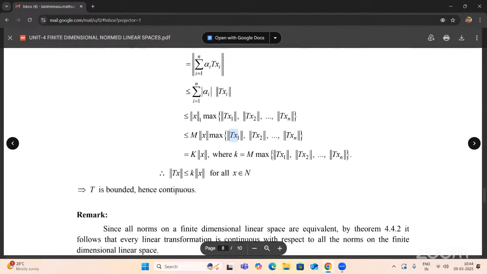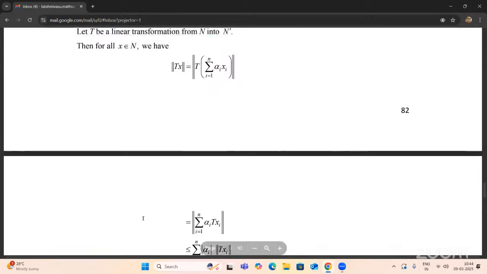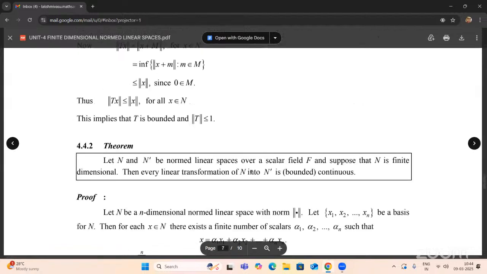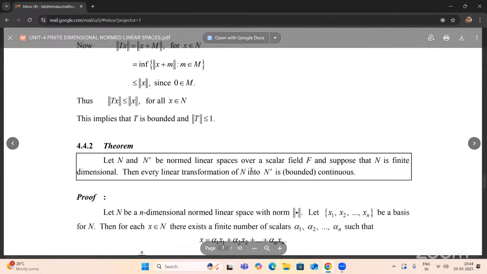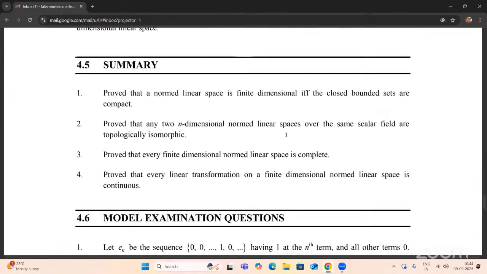Now, one of the properties: every continuous function is bounded, but a bounded function is not necessarily continuous. So according to this, a linear transformation of N into N dash is continuous overall. The same theorem is also stated as: every linear transformation is continuous with respect to all the norms on the finite dimensional linear space.